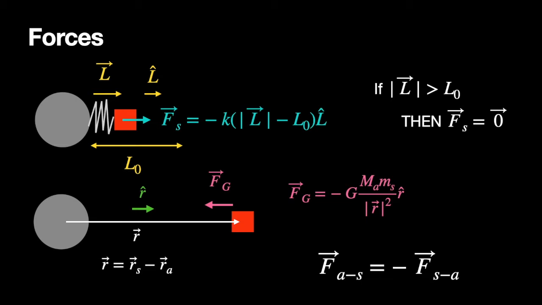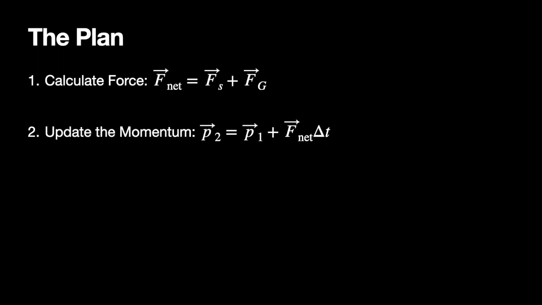Okay, so we may have to calculate both the force on the spacecraft and the asteroid and update the momentum of the spacecraft and the asteroid. Okay, so here's the plan. Number one, calculate the net force. So that's the force due to the spring and the gravitational force. And maybe the spring force is 0. I don't know. Okay, after that, I'm going to update the momentum.